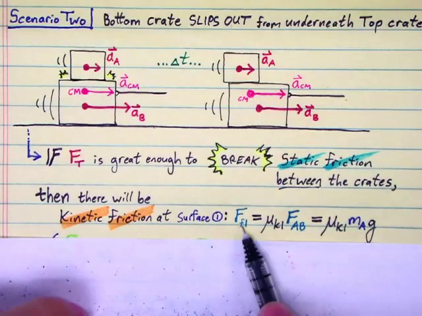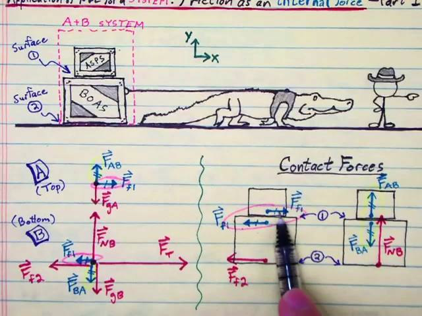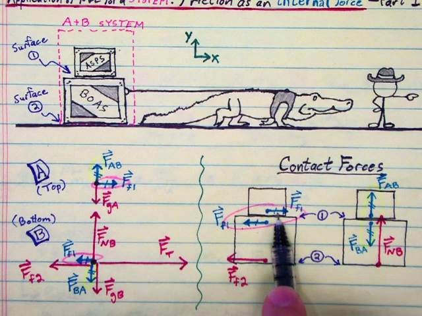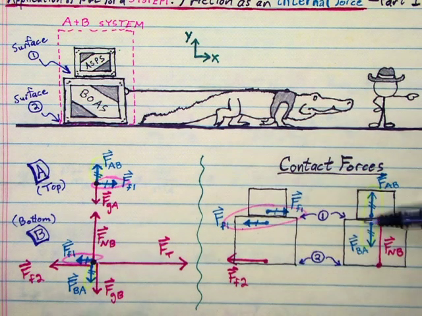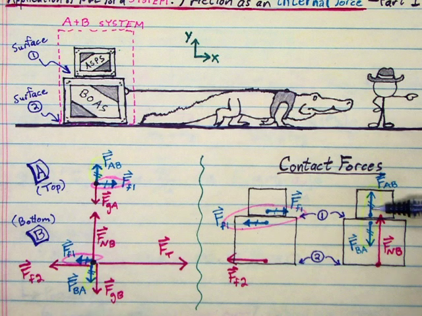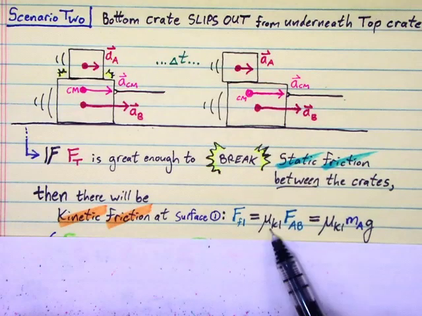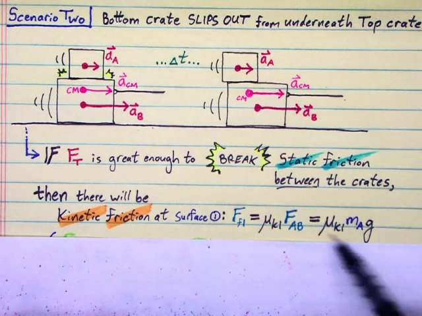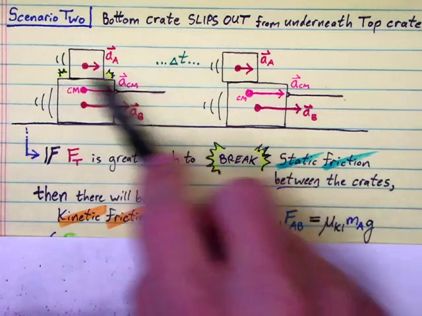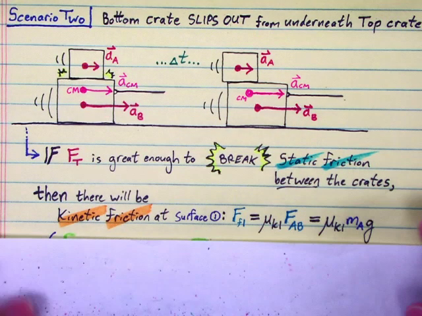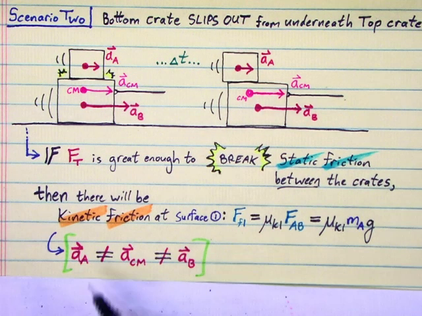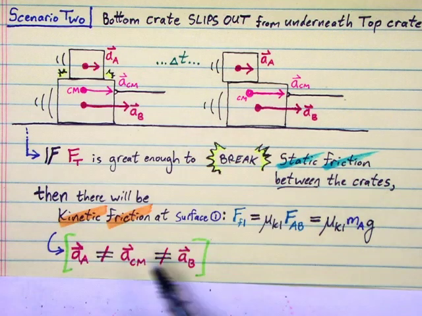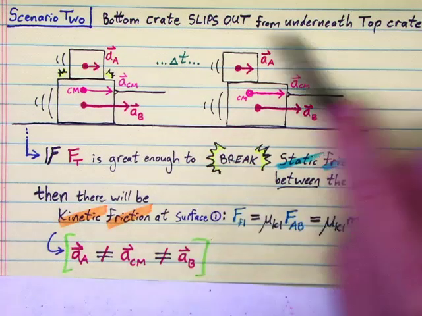So FF1, this friction here, becomes kinetic, and we find it by doing mu k1 times this FAB right here. Mu k1 times FAB, we know the size of FAB, so there's our force of kinetic friction once slippage has occurred. And noting that they no longer have the same accelerations, we can see it illustrated here.